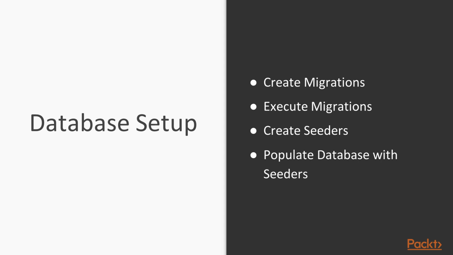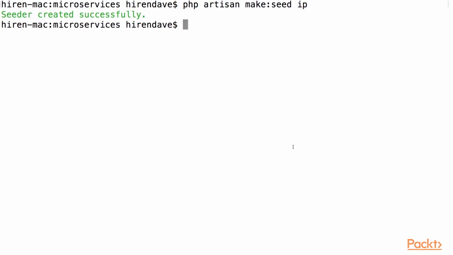We already have seen how we can create migrations and how we can execute migrations. We also have seen how we can create seeders and add a single row in our table by using a seeder. For our example, we will create one more seeder where we can add a number of rows in our table. For that, go to the terminal and create a seeder.